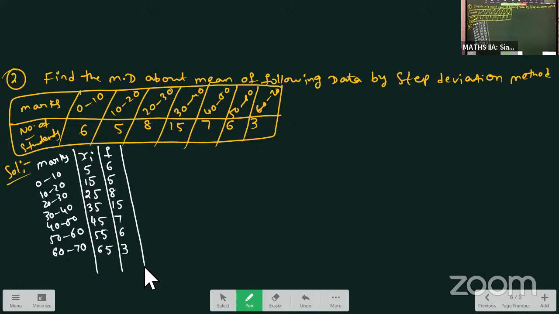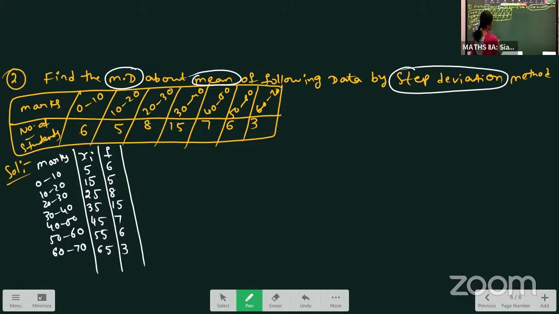Now go to the question. We want mean deviation about mean. So underline the words which are given in the question. Mean deviation about mean by using step deviation method we want. So leave the space for the table, the entire row you leave, and at the bottom of the table again you write down. First we want to find out mean.